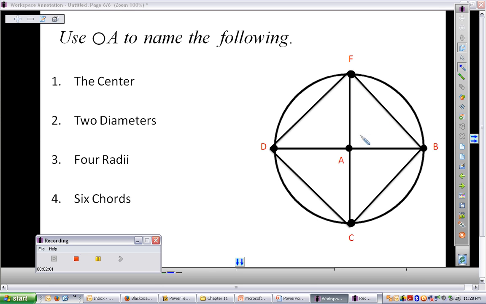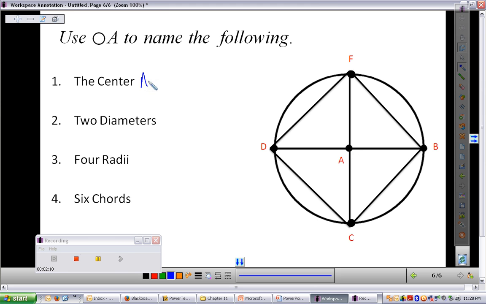So for circle A here, we're going to name some different things based off this circle. Center of the circle, easy enough. Center is point A. Two diameters there. Diameters are chords with endpoints on the circle that go through the center, so there's two of them in this case. One is segment FC. The other is segment DB. Four radii. The radii go from the center to a point on the circle, and there's four of them in this case.